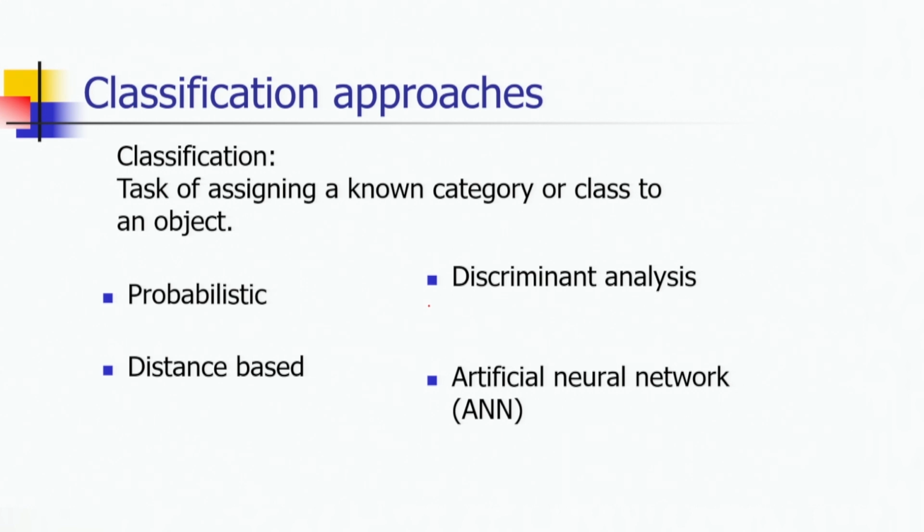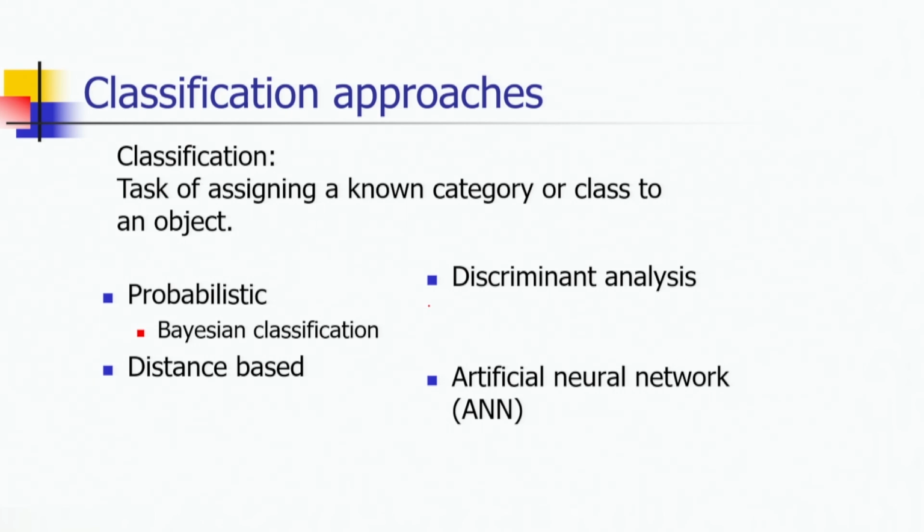So, there are different kinds of classification approaches. As we know, classification is a task of assigning a known category or class to an object, and we will be considering 4 typical approaches in this particular lecture. One is the probabilistic approach, an approach based on the Bayesian classification rule. So, we will discuss Bayesian classification.